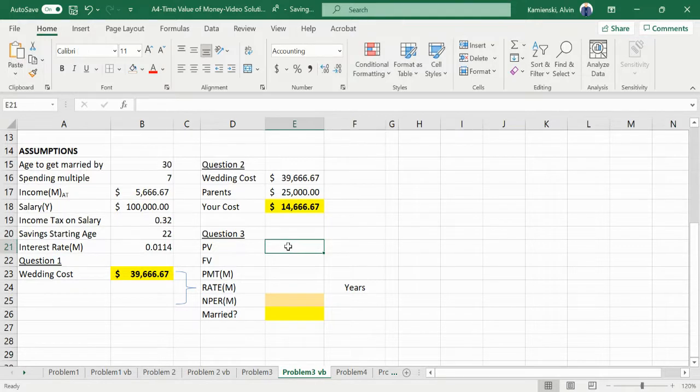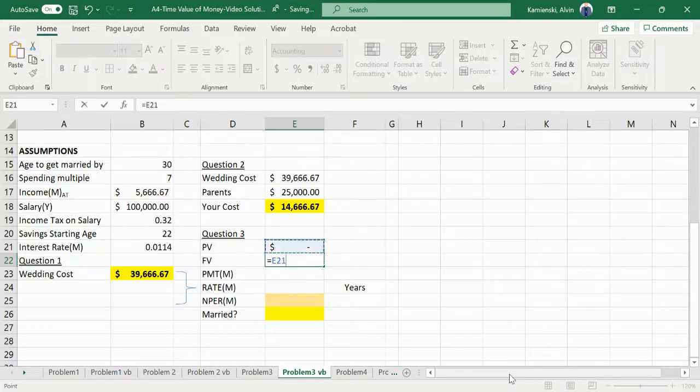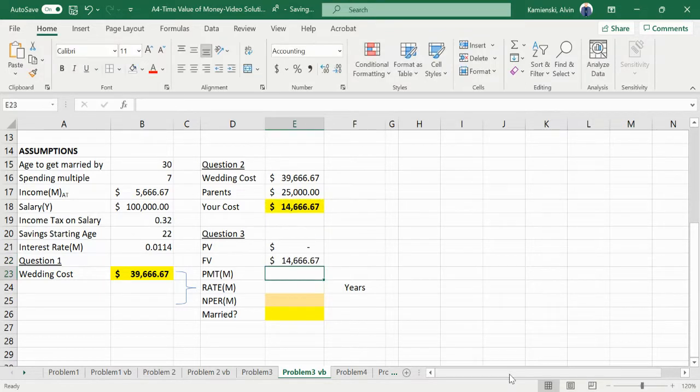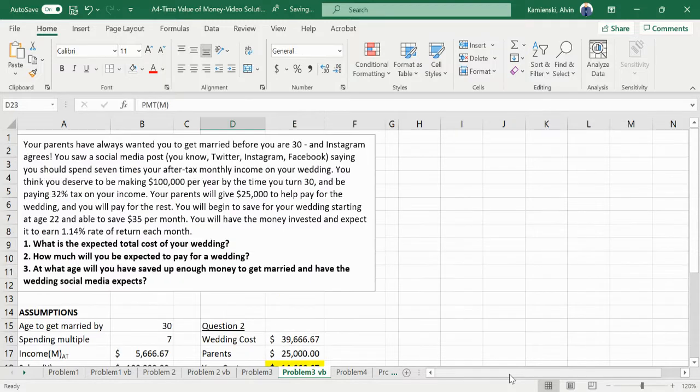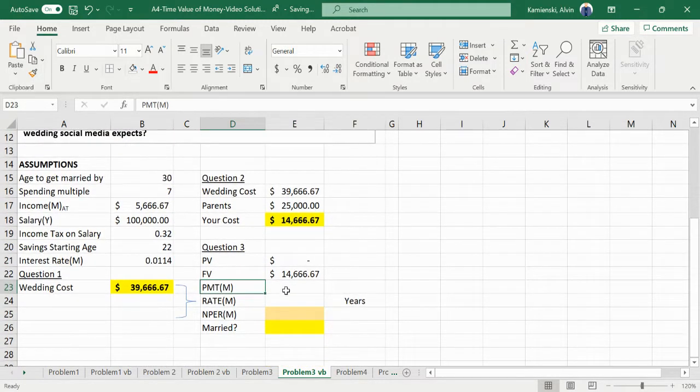We don't have a particular amount that we're starting off with. We are trying to figure out, though, a future value so we can know how we can get there. So that future value is going to be the $14,667. Notice that it says that we're going to save $35 per month. So we're going to put in a monthly payment of $35. I'm going to make it negative so that it's cash flows that are investments going out.